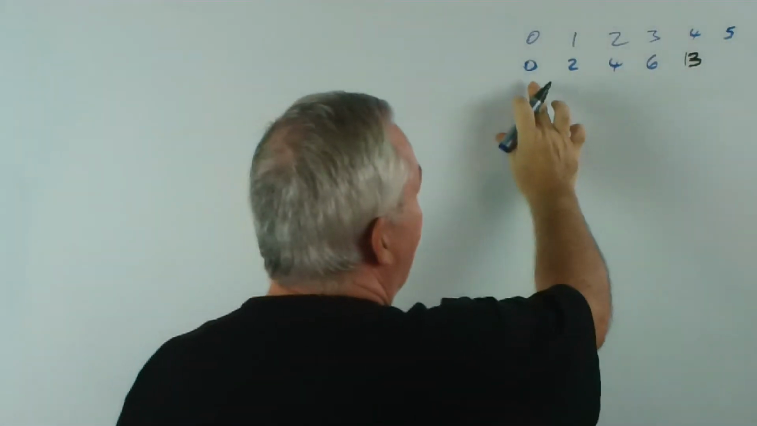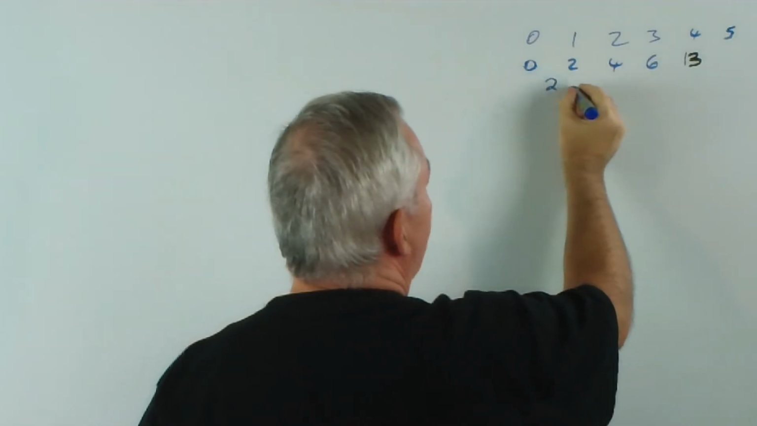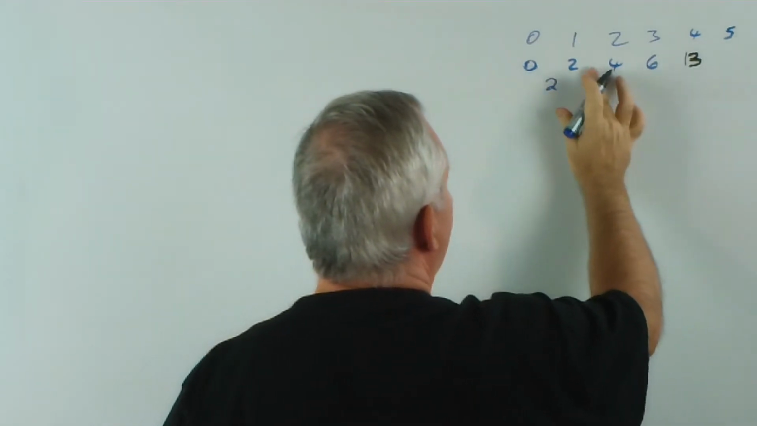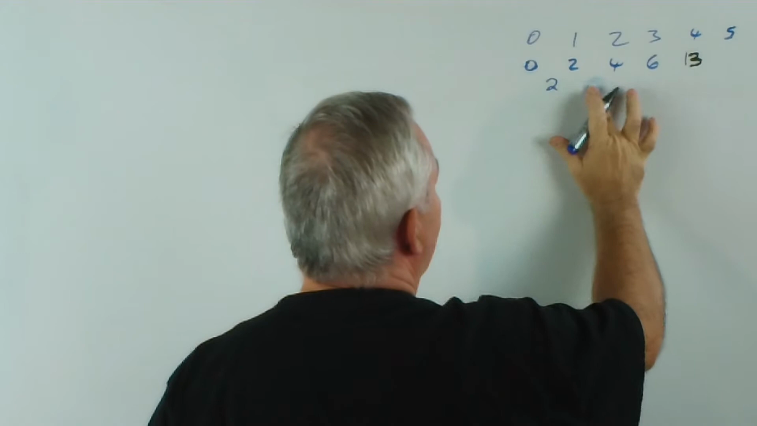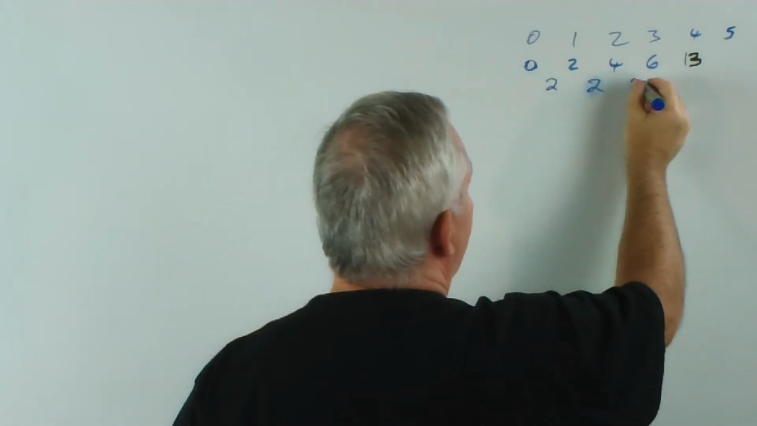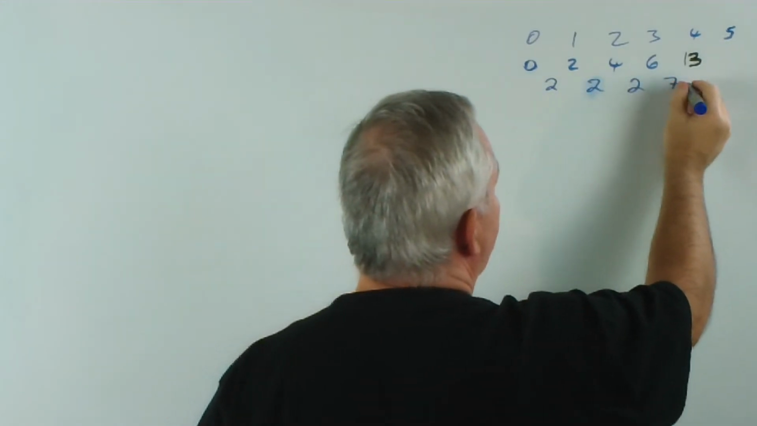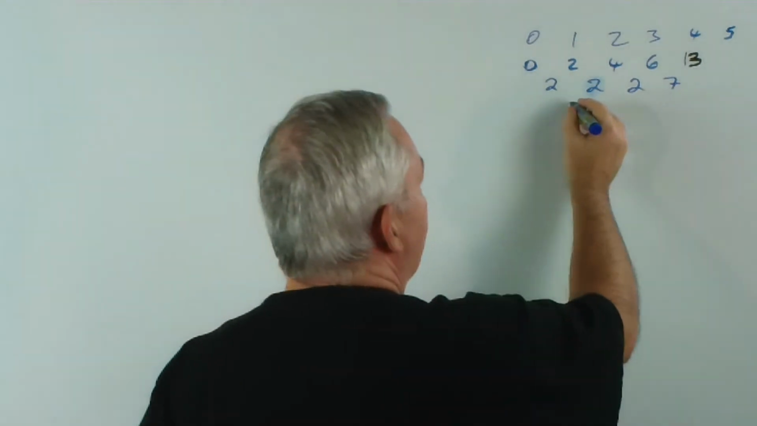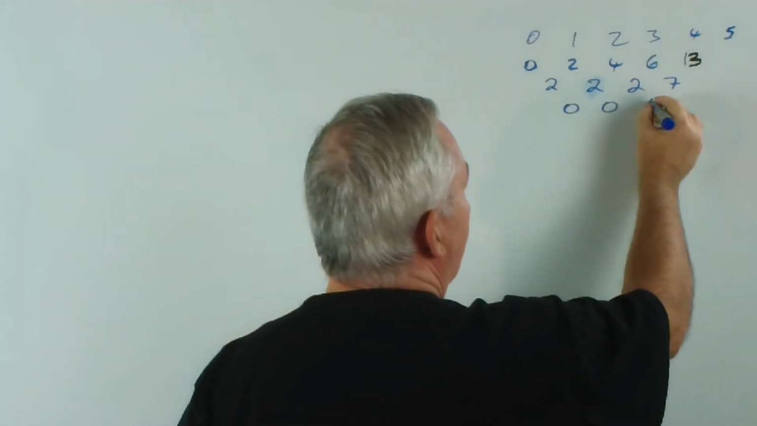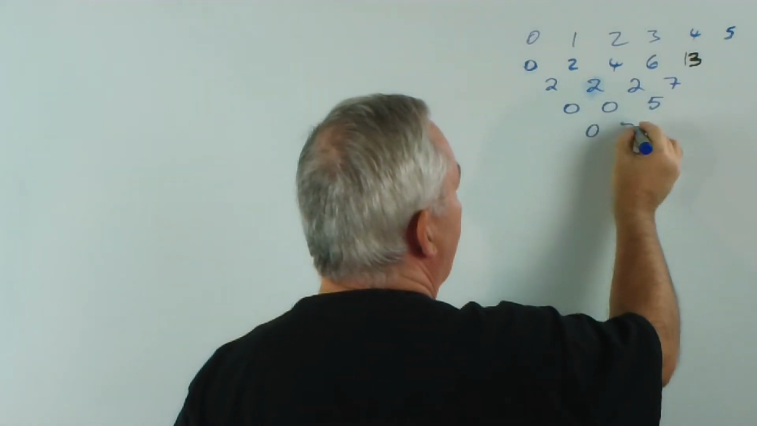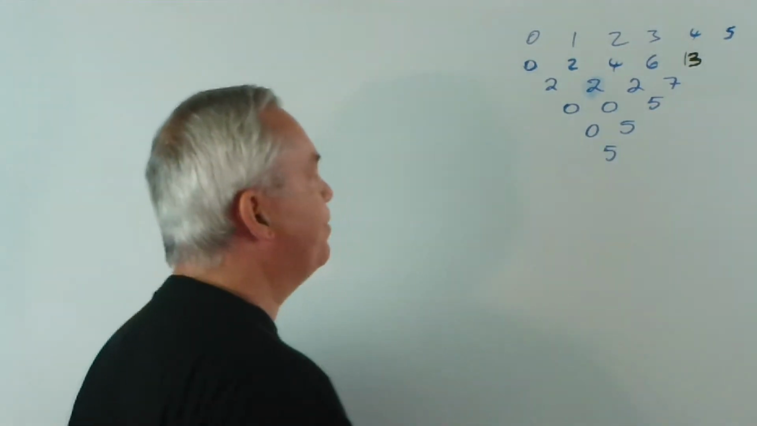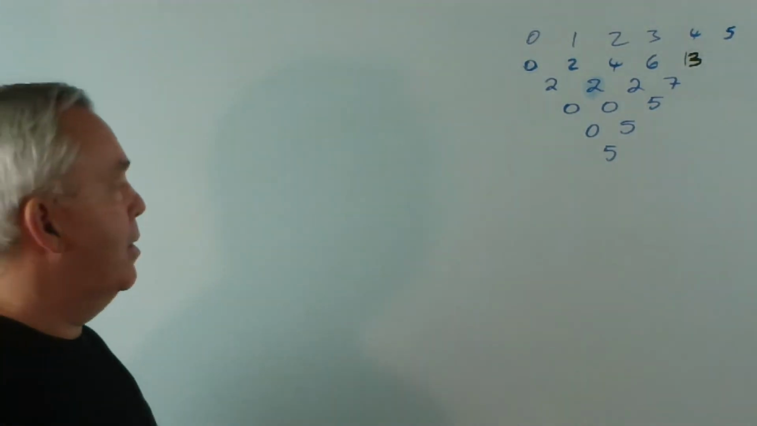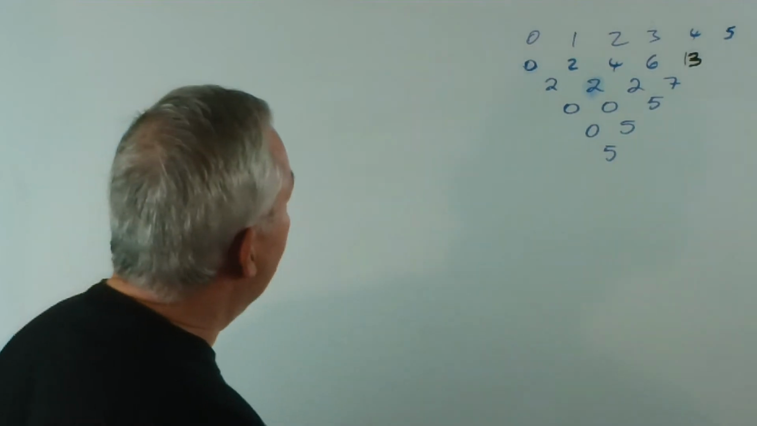Okay, what are the gaps? 2, 4, sorry, I'm jumping ahead of myself. 2, 2, 2, 7. 0, 0, 5, 0, 5, 5. This is simple enough, isn't it?